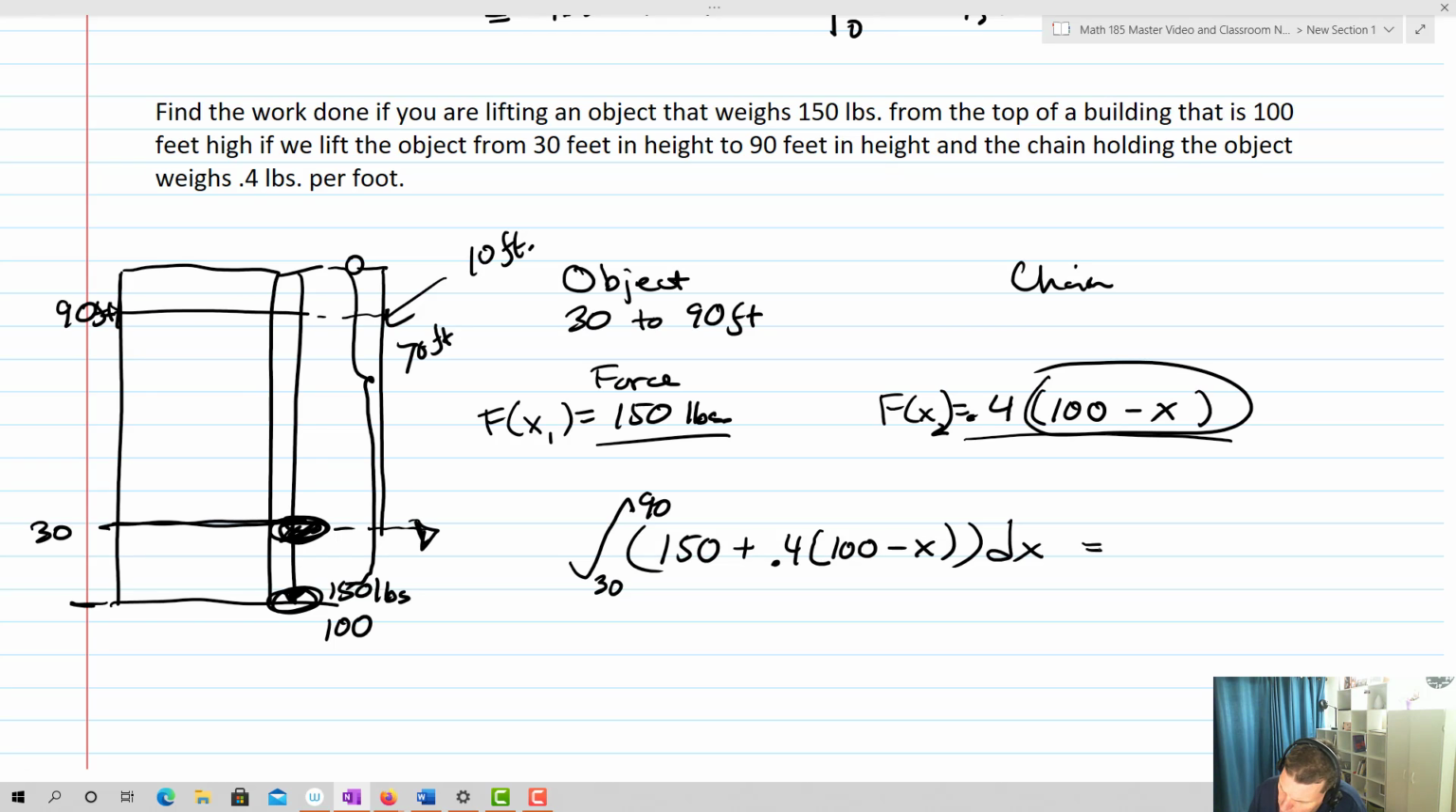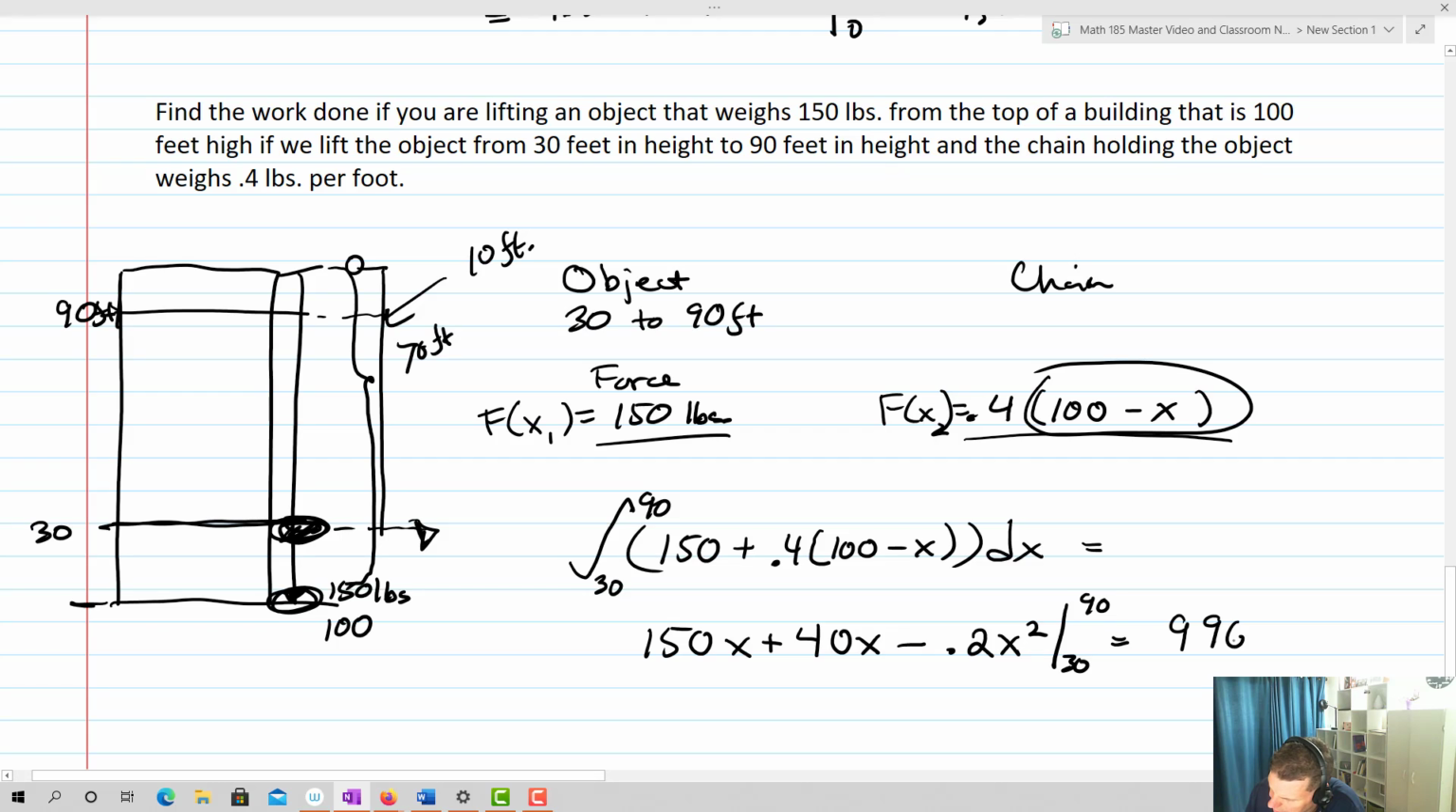And so this ends up equaling 150x plus 40x minus 0.2x squared, evaluated from 30 to 90, and that ends up equaling 9,960 foot-pounds. And that is how we find something that looks like that.